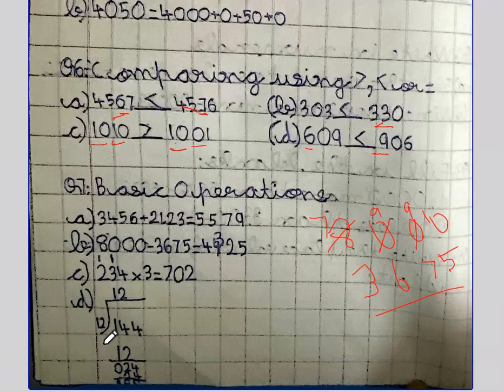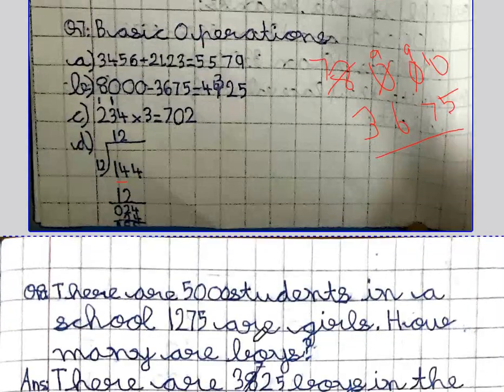So in 12 table we cannot be doing 1. So we should take as 14. 12 ones are 12. So remainder is 2. So we have to move the next digit. This will become 24. 12 twos are 24. So the answer is 0. So 12 12s are 144 will be the answer.